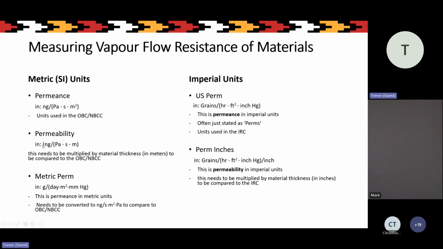Permeability in SI units, again, which is nanograms of water per Pascal per second per meter of thickness, is different than perm inches, which is grains of water, and so on. It's really important that when you're talking about the vapor permeability of a material, you understand what units it's being described in, because you'll see both out there. In all of our code language, it will be in metric, but in some material specifications, it'll be in imperial units. So a little bit of trickery there, just to make it a little more confusing for everybody.